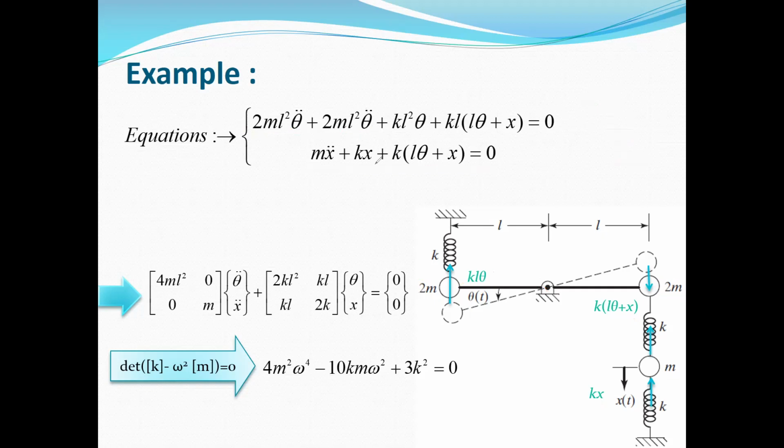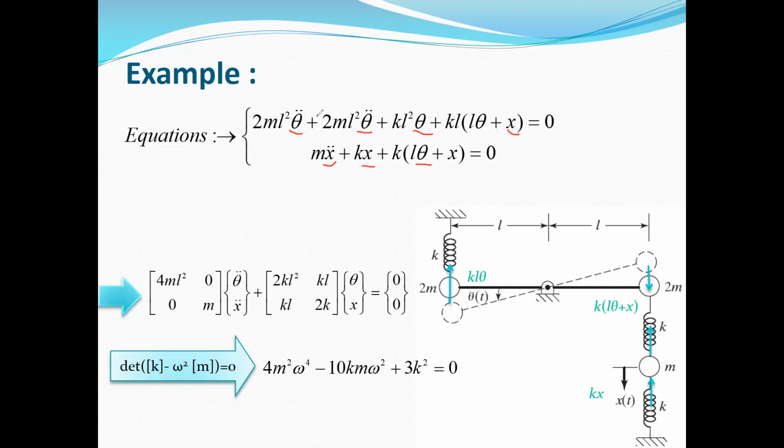And as you know, in the first equation, we have theta double dot, theta and x, but in the second equation, we have x double dot, x and theta. So according to the previous discussion in previous slides, this equation of motion will have static or elastic coupling, and there is no dynamic coupling in this system.